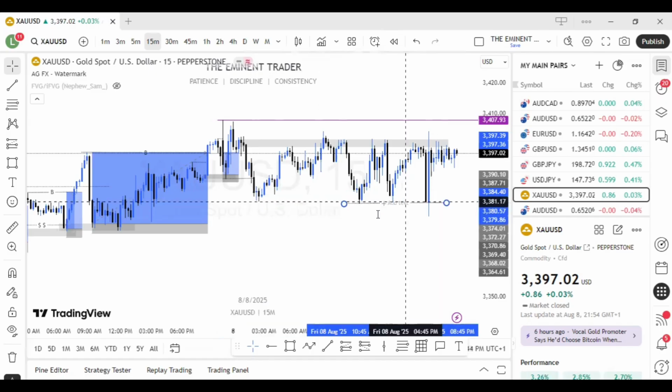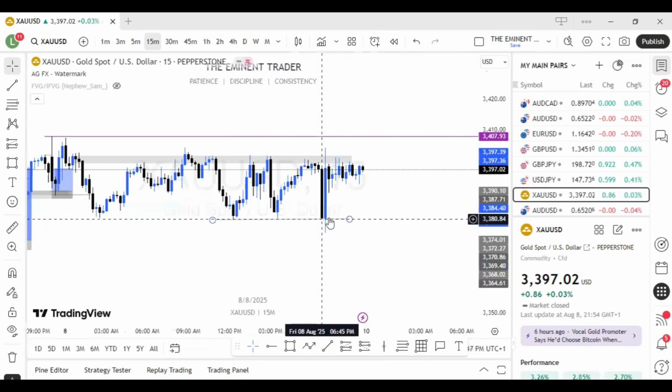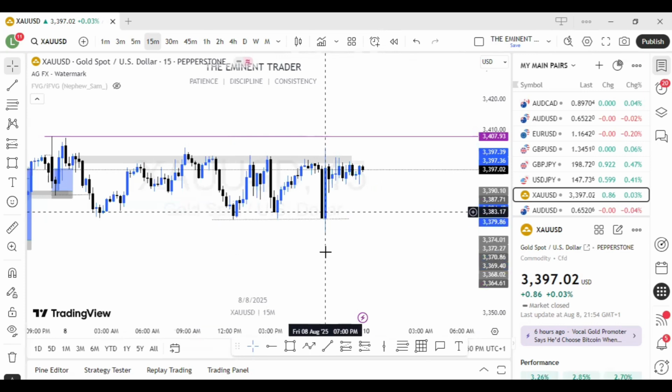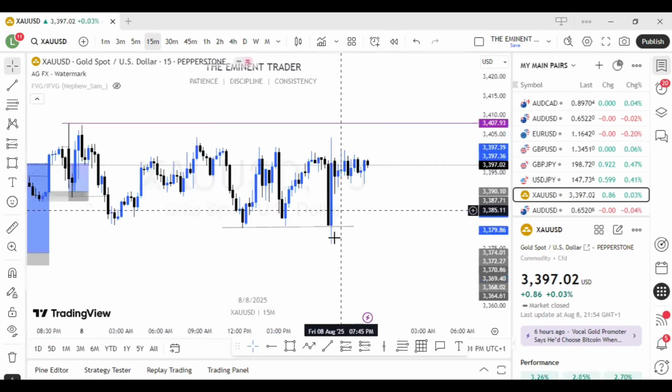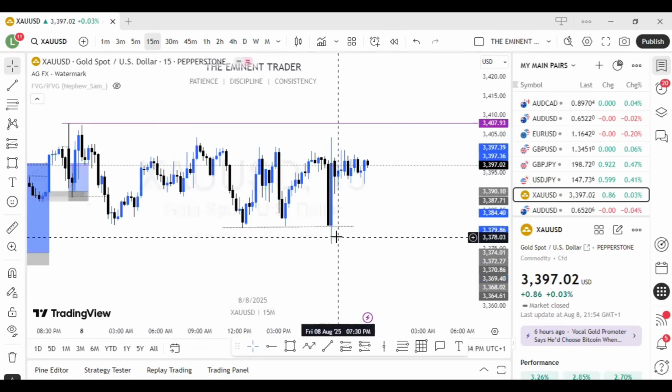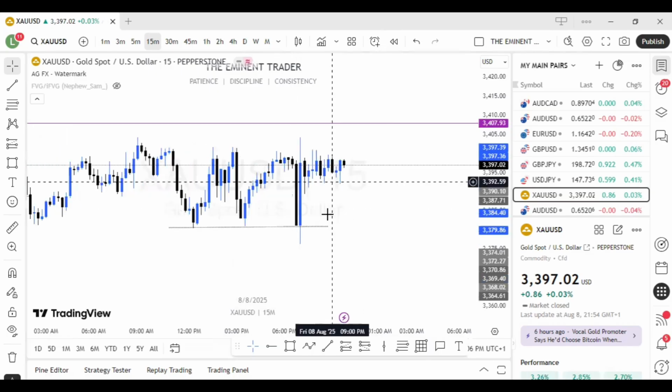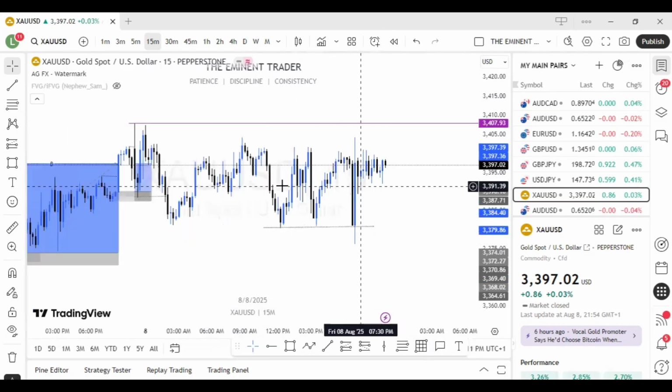This has not broken with a full body yet. It is just a sweep. So if you see a break, then you start looking for sells on the lower time frame. But there needs to be a full body break here before we can say I want to start looking for sells. For now, it has not given anything clear yet.